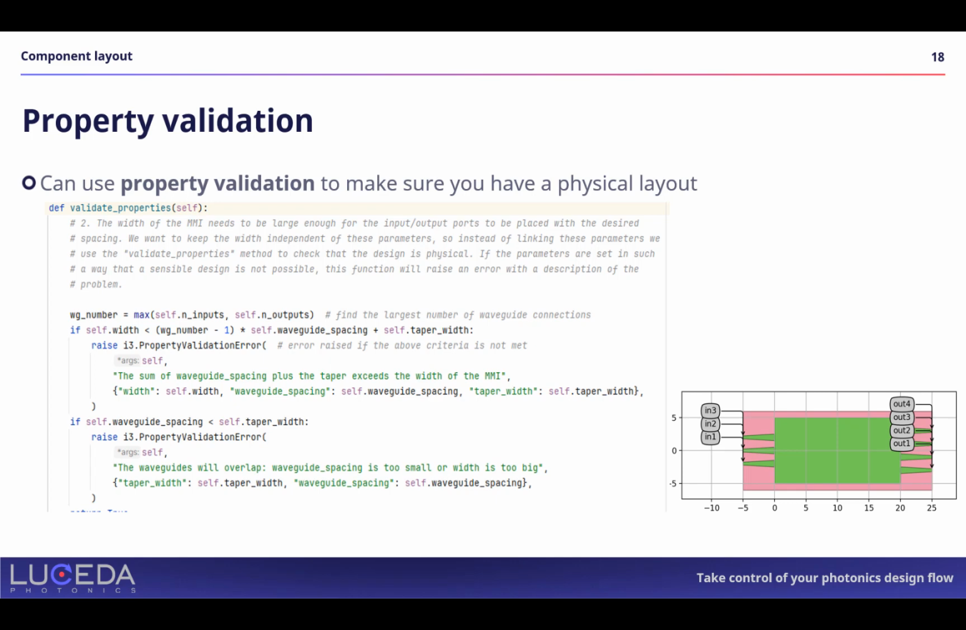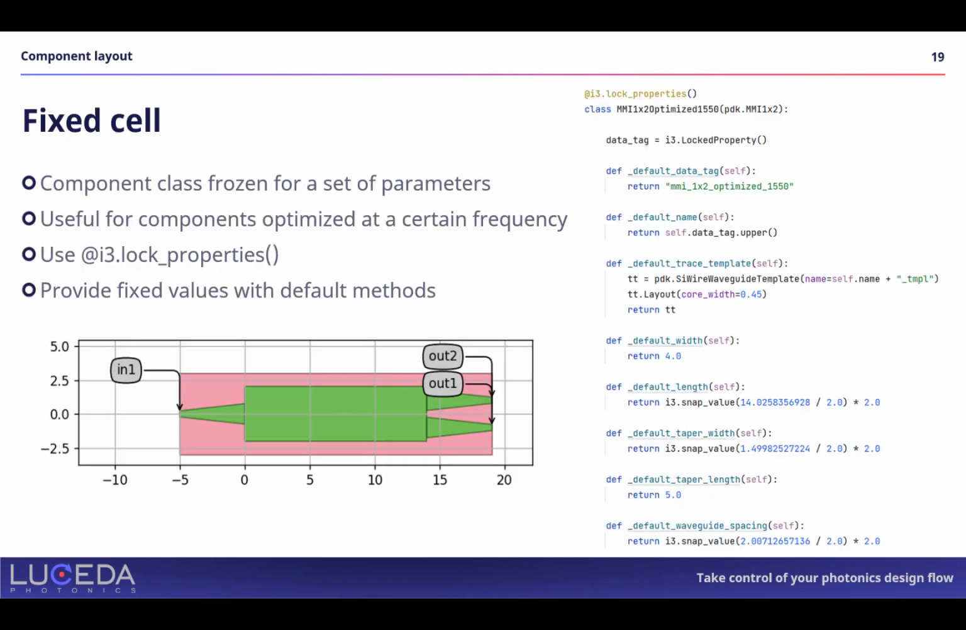In some cases, you may not want to change the parameters of your component. For example, you have a component optimized for a certain frequency. This is where a fixed cell becomes very useful. Let's say you want to easily instantiate your component with that set of parameters, and you want to avoid accidentally providing a different set of parameters. The solution is to create what is known as a fixed cell. This is a component for which the parameters are frozen and so cannot be set.